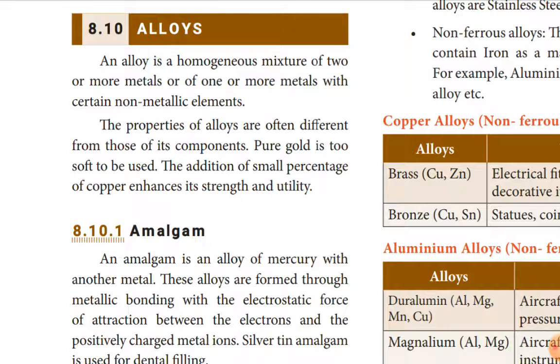So an alloy is a homogeneous mixture of two or more metals. This is a simple definition. You can note down: an alloy is a homogeneous mixture of two or more metals, but sometimes non-metals are also used. A few non-metallic elements are also used in the preparation of alloys. The properties of alloys are often different from the components.